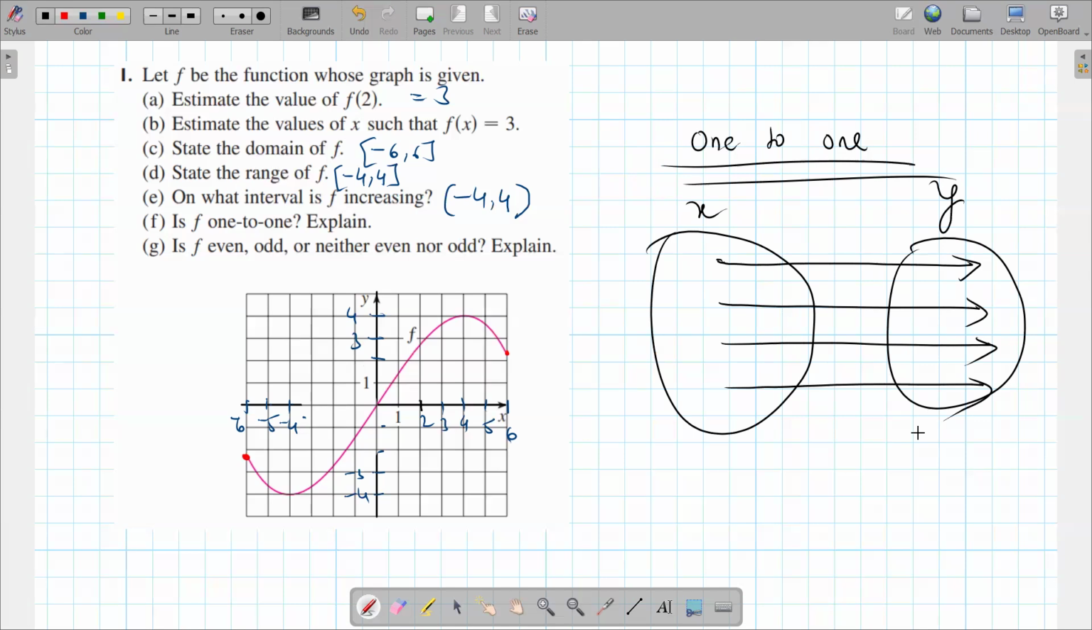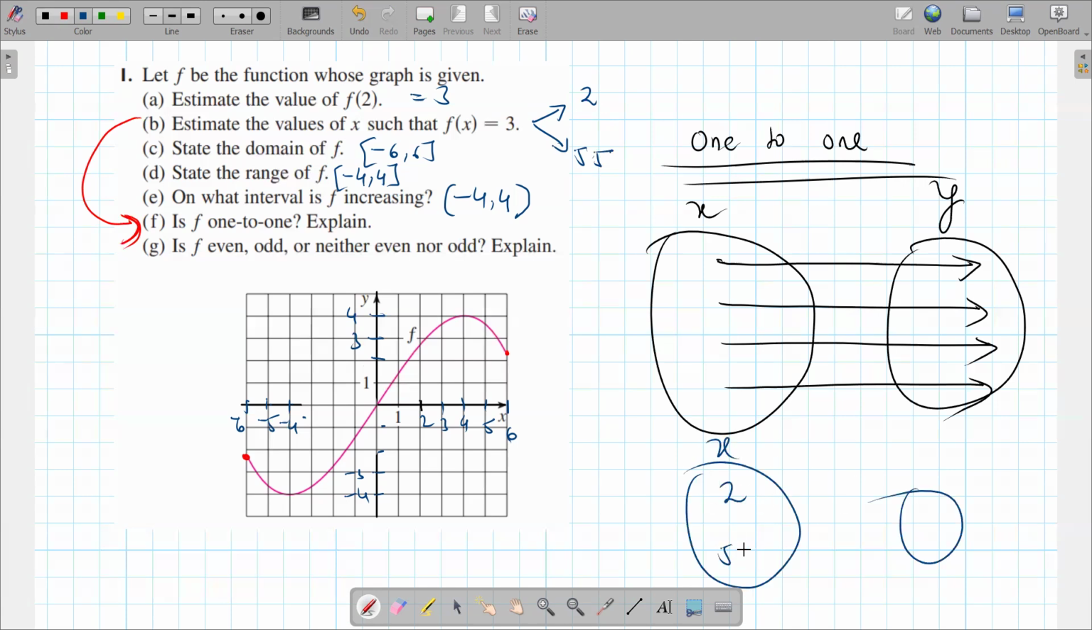Is that the case for this question? It kind of brings us back to question B. This will help us answer it. So for the y value of 3, we had two different x values, approximately 2 and approximately 5.5. So what this means is for an x value of 2 as well as 5.5, you have the same y value. So is that 1-to-1? No, it's not, because you have multiple x values for the same y value, therefore it is not 1-to-1.